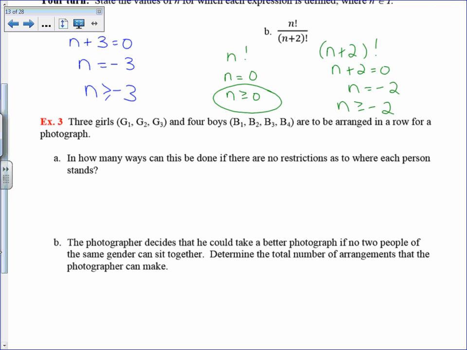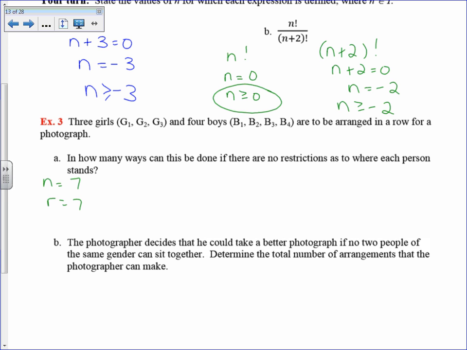So we have 3 girls, which we'll call girl 1, girl 2, girl 3, and 4 boys, boy 1, boy 2, boy 3, boy 4. They're going to be arranged in a row for a photograph. We want to know in how many ways that can be done if there's no restrictions as to where each person stands. So there's 2 ways we can approach this. We have n equals 4 plus 3, so 7, and r equals 7. We're taking all 7 students and rearranging all 7 of them.